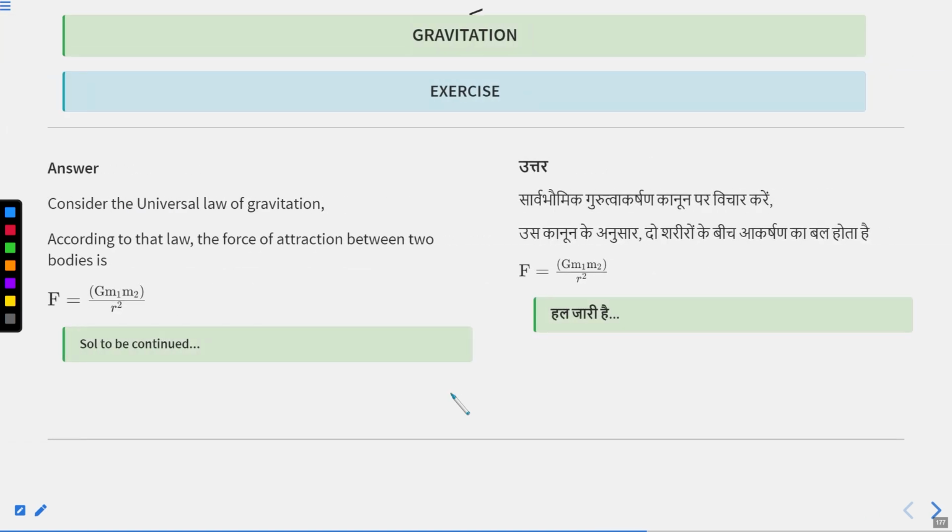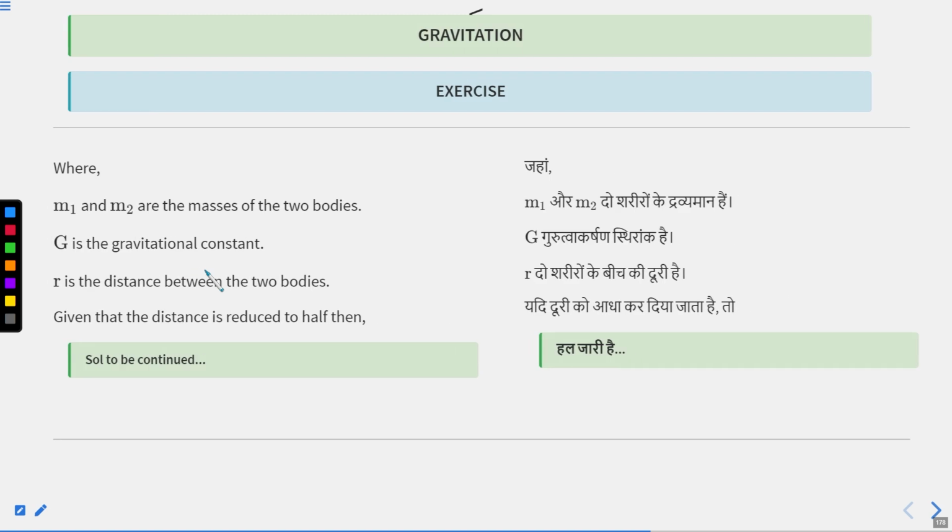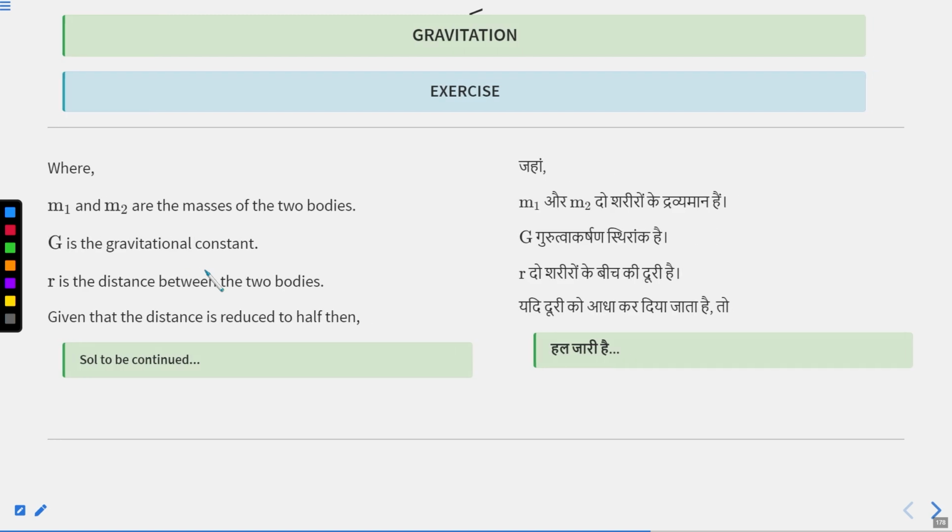Consider the universal law of gravitation. According to that law, the force of attraction between two bodies is F equals G m1 m2 divided by r square. Here m1 and m2 are the masses of the two bodies, G is the gravitational constant, and r is the distance between those two masses.